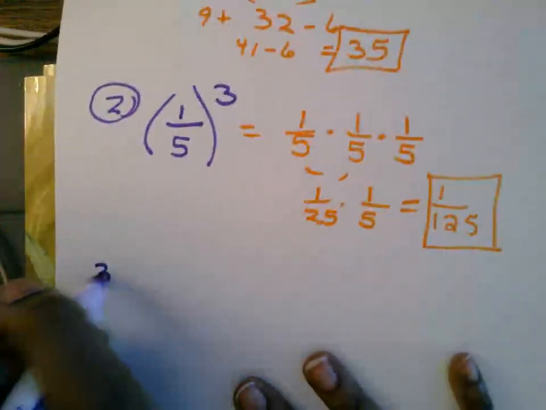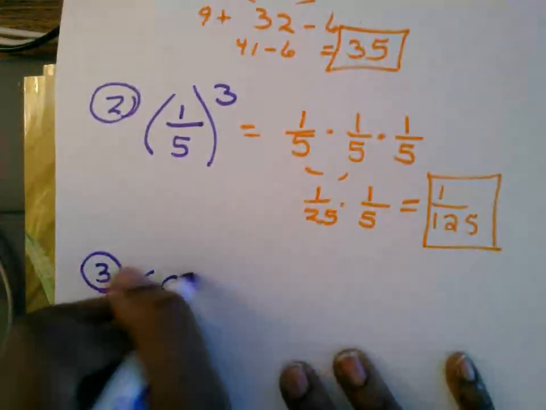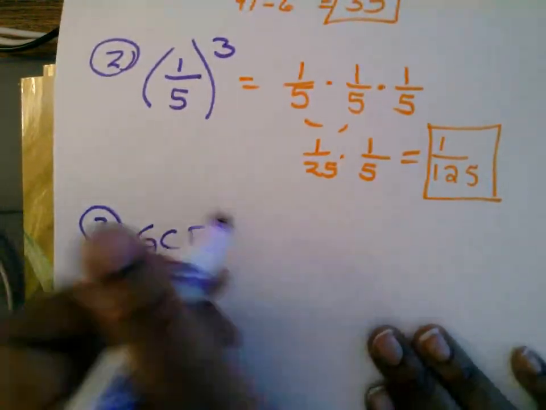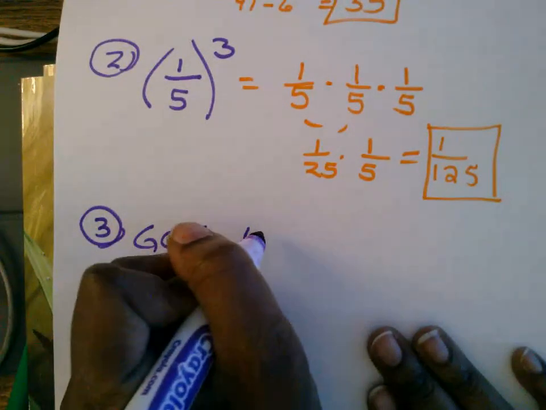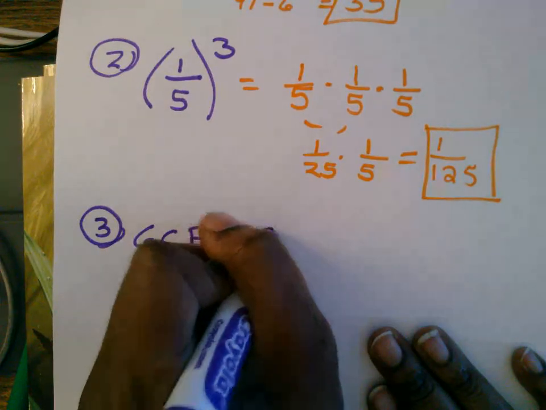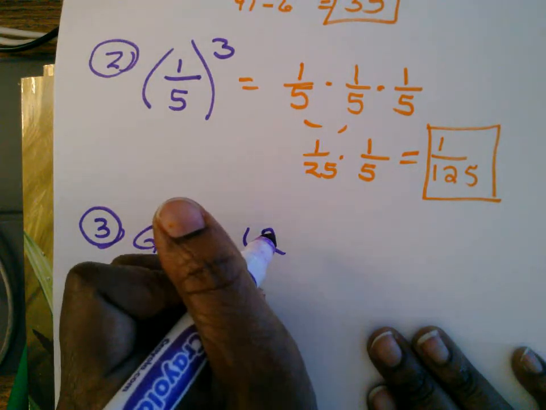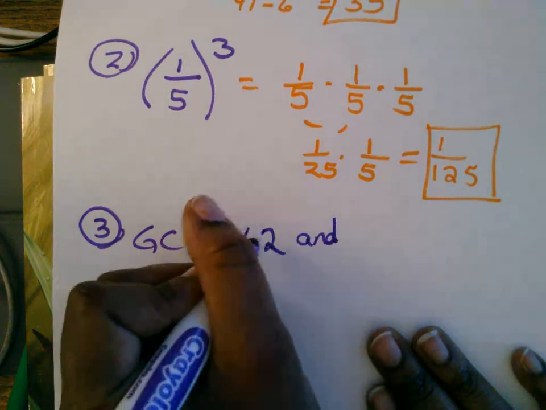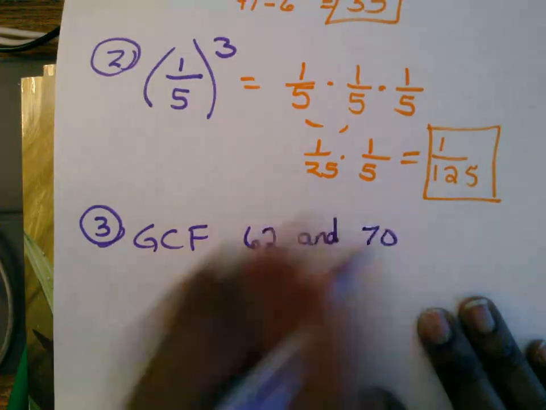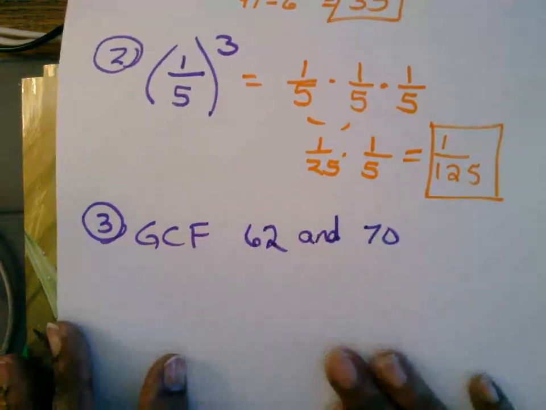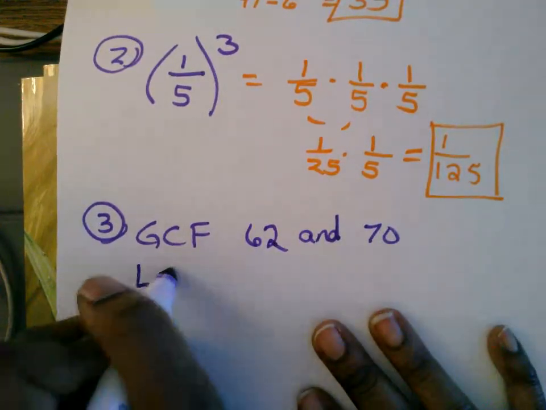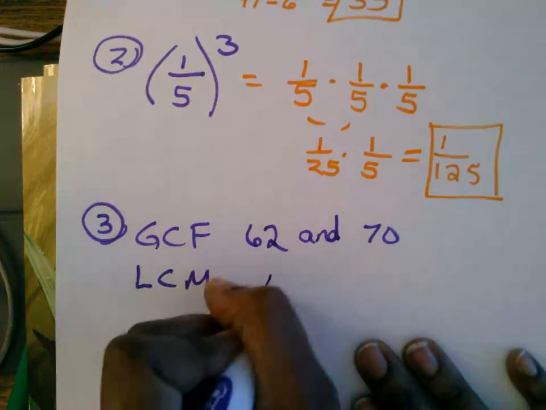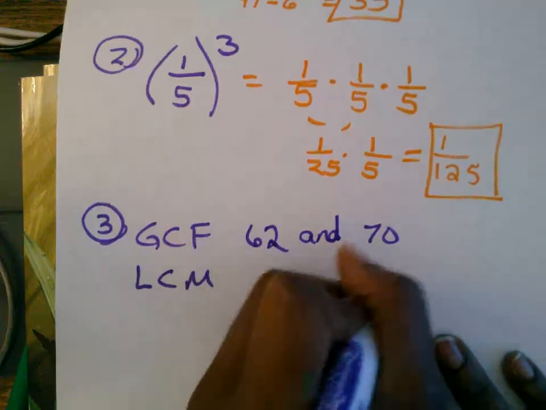All right, number 3. What is the greatest common factor of 62 and 70? And what is the least common multiple for 6 and 8?